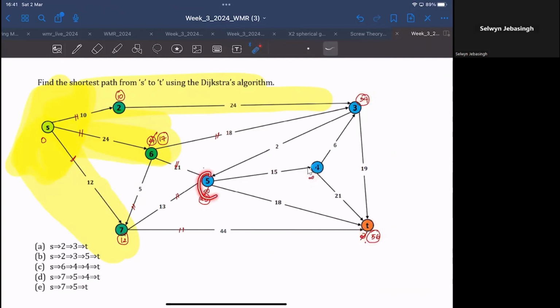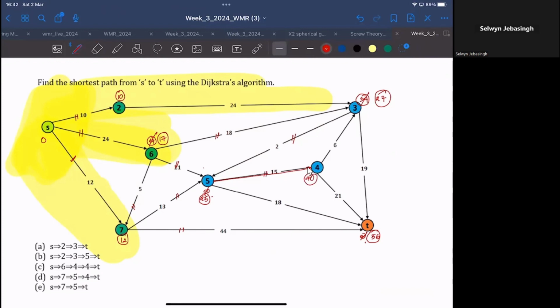Then we can expand along node 5. Node 5 to further unexpanded nodes. So if you expand it along here, this will be 25 plus 2. That will be 27, which is less than 34. Right? So you can replace this 34 by 27. We have considered this path. And if you expand along towards node 4, this will be 25 plus 15. That will be 40. So this has also been covered.